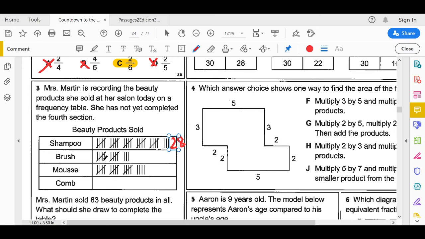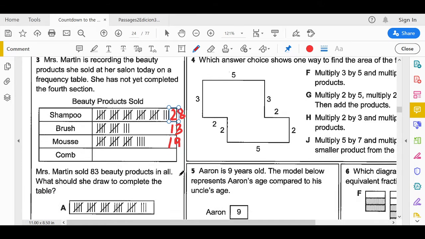Let's see for brush, 5, 10, 11, 12, 13. Let me write it here, 13. For mousse, we have 5, 10, 15, 16, 17, 18, and 19. And for the last number, again, that is a number that we are missing. And then it says, Mrs. Martin sold 83 beauty products in all. What should she draw to complete the table? Okay, the first thing we have to do is we're going to add these three numbers that we got from the other products. We're going to add them together.